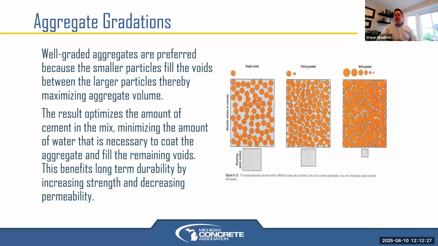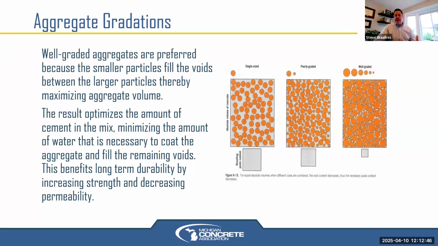Aggregates in general, this is kind of from a theoretical perspective, what we want to do when folks design and proportion concrete mixtures, they want to shoot for the most amount of aggregate that you can pack into a known volume. So you want aggregate of all sizes represented.